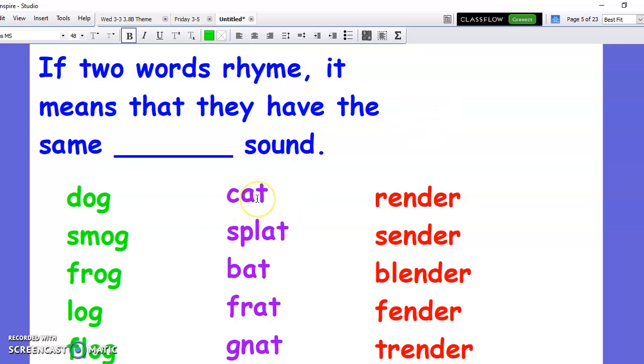Same with the purple words here, they all end in at. Cat, splat, bat, frat, gnat. What makes them all rhyme is the ending sound at. And with these we have render, sender, blender, fender, trender. They all end in, to be more specific, der. So the ending sound der is what makes all these words rhyme.